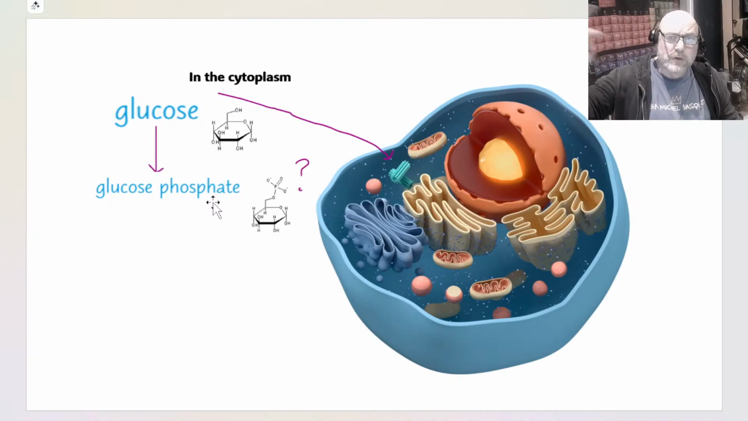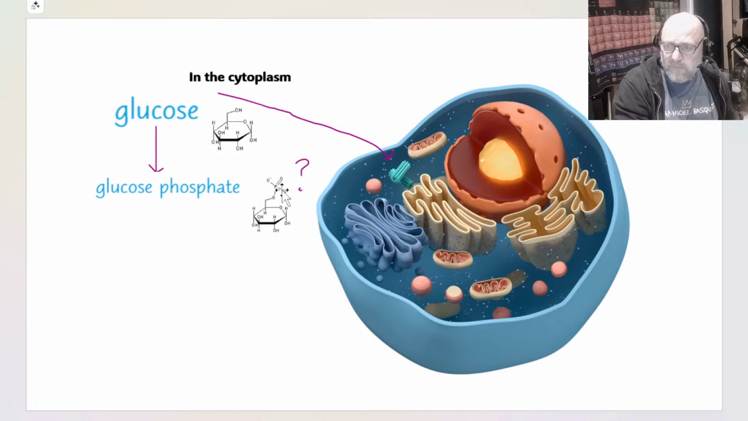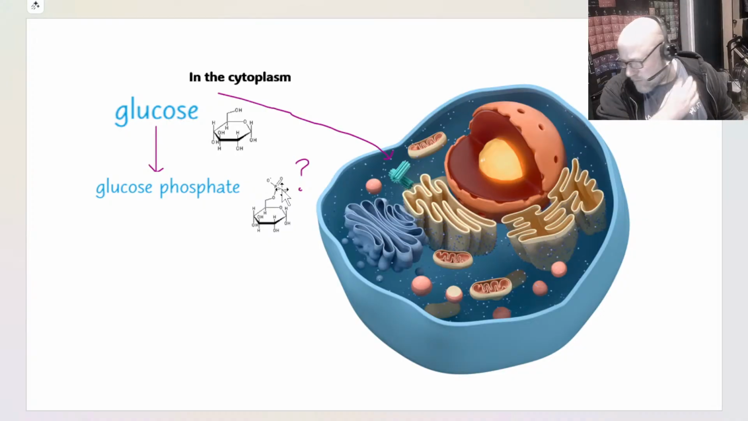So if you're going from glucose to glucose phosphate, what are you going to use to get that phosphate and add it? You can see the PO4, and it should have 3 minuses around it, but only 2 now because it's bonded there. So where are we going to get that?